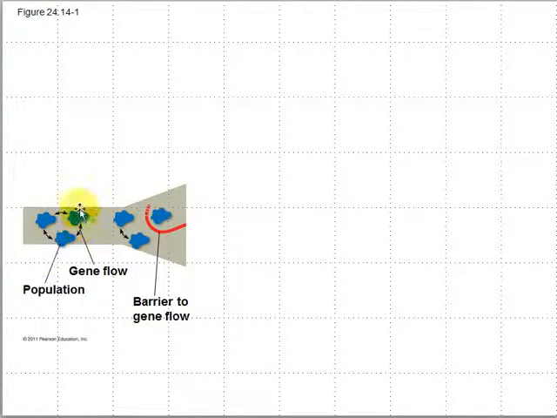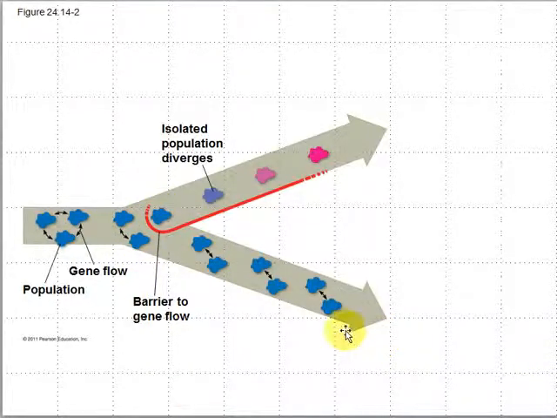You have gene flow amongst these, so they're all interbreeding, and you have gene flow between all three of these populations. And then, for some reason, we have some sort of barrier to the gene flow. Could be geographic separation, could be something more along the lines of sympatric separation of some kind, but for whatever reason there's a barrier to gene flow that occurs, and one population is separated from the other two. Once that happens, you begin to have some divergence.